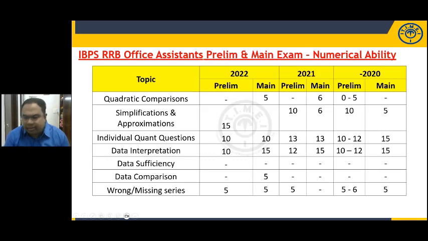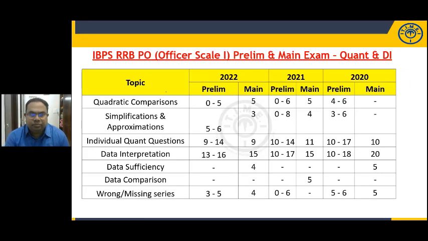Now, if you see here, Officer Scale 1, quadratic comparison, prelim exam. I'm saying 0 to 5 because the exam is conducted in multiple slots. In one of the slots, there may not be quadratic comparison questions, but as such, quadratic comparison questions are generally a part of your prelim exam. And you can also expect, if you look at the last 2 years, 2021 and 22, you have 5 questions in your main exam as well. So I can say this is one of the important topics.